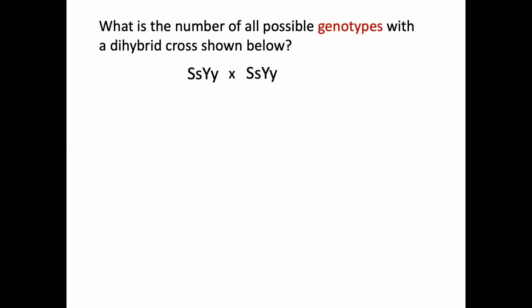Here I would like to show you an easier way if the question only asks for the numbers, the ratio. For instance, here is the question. What is the number of all possible genotypes with dihybrid cross shown below? Always make sure that you are clear what the question is asking, right? So here it asks about genotype. I actually emphasize it by showing red here. But during the exam, there won't be any color, okay?